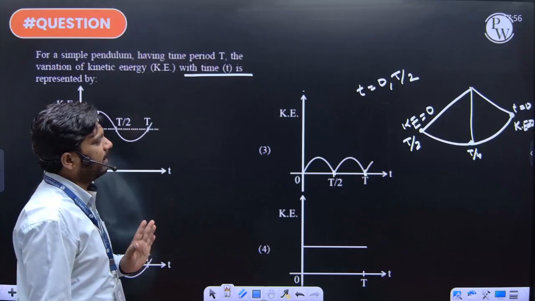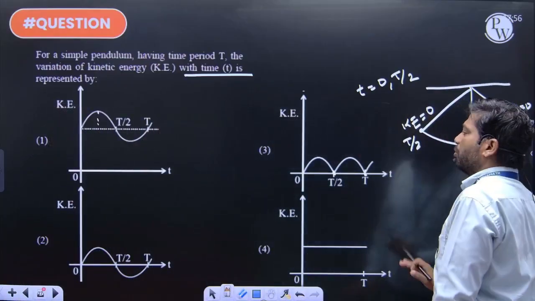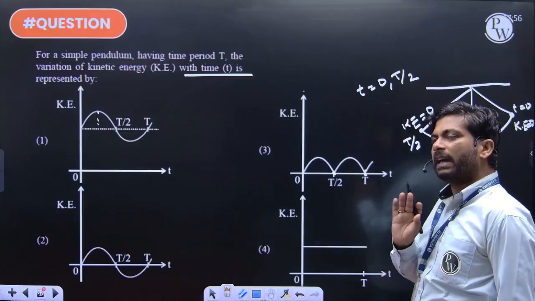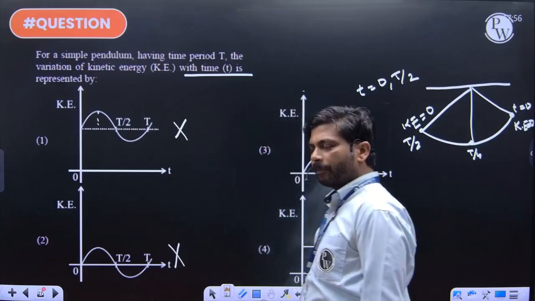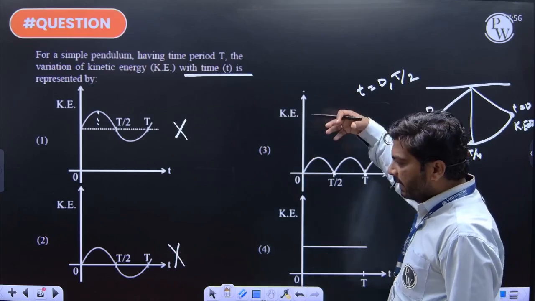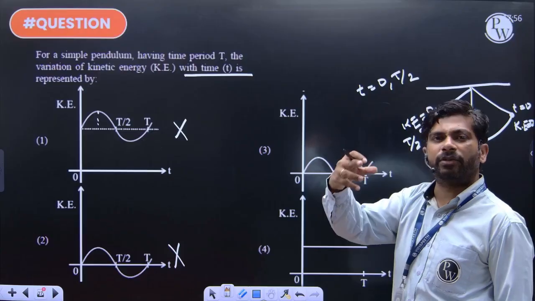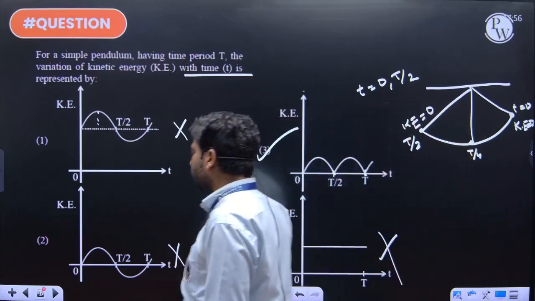One thing is very simple. Can you tell me, if it is a pendulum, how you should approach? First, kinetic energy is always positive, so this option and this option are neglected. Second option, is kinetic energy constant? Is the speed constant throughout the journey? No, it is changing, so this is also wrong. So the correct option is option number 3.